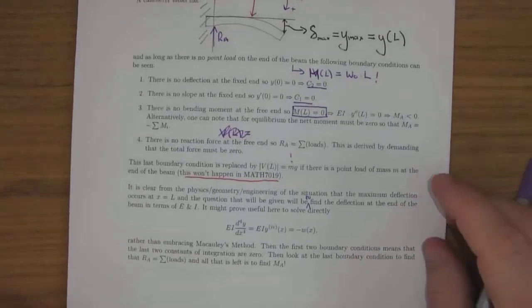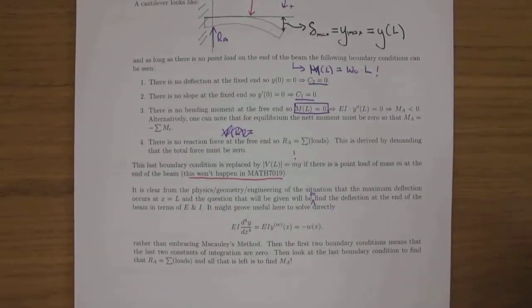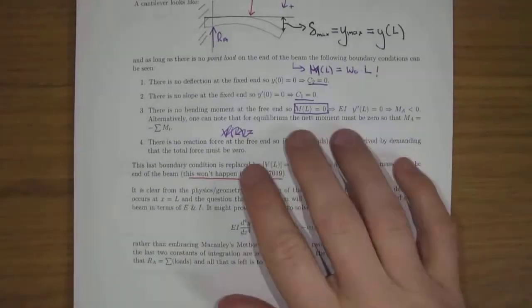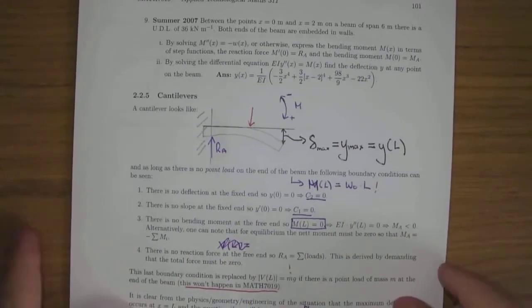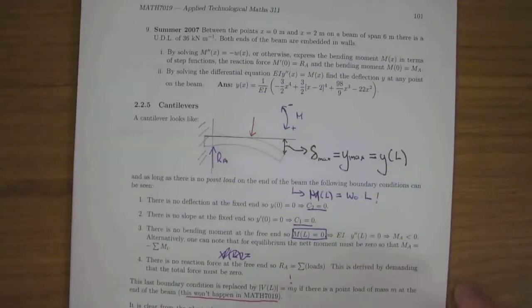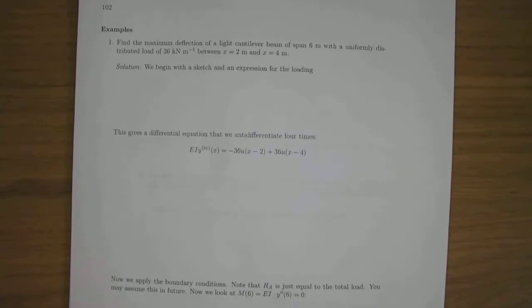And then the first two boundary conditions mean that the last two constants of integration are 0. Now we will write them in, just to be clear. Then look at the last boundary condition to find RA is the sum of the loads, and then all you have to do is find MA with this. And then just find y of x and substitute in the span of the beam to find the maximum deflection. Okay, so maybe there's a lot going on here, but you'll see the questions are actually easier.